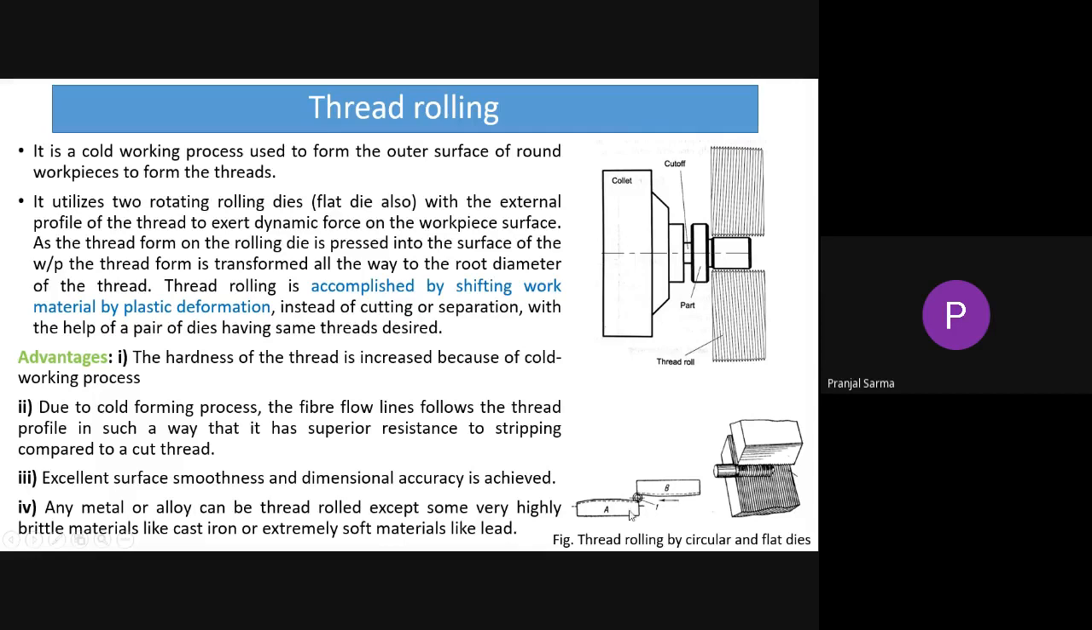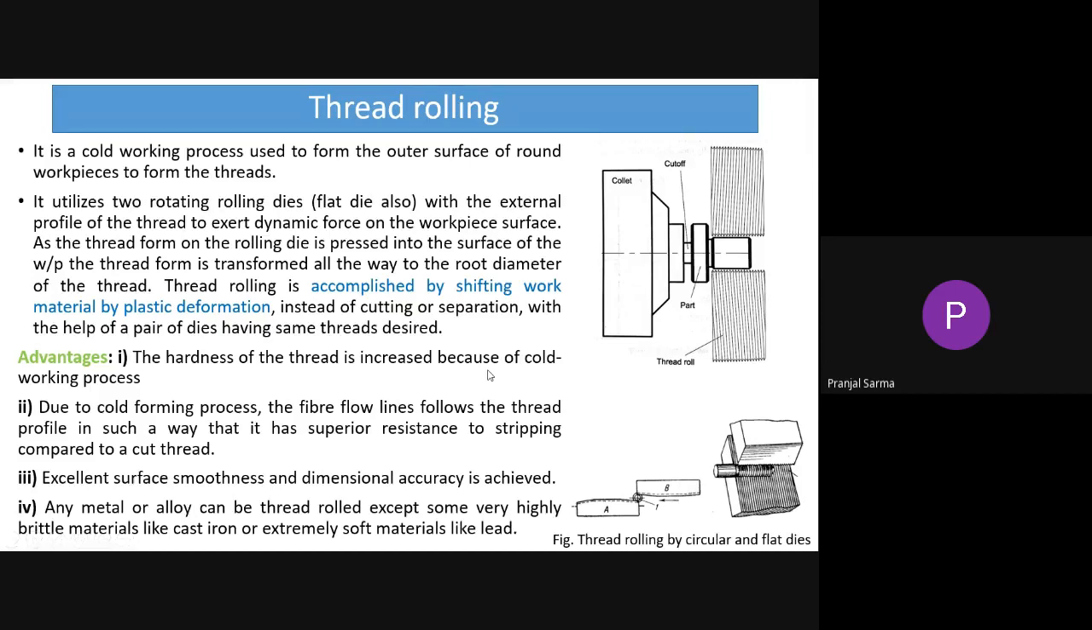The thread profile will be here, and in between them the circular rod piece will be here. In this case, as we are talking of the flat die, we have to give a translation kind of motion in between them. The relative motion will be somewhat like that. If we are talking of rolling dies, then the dies will only be rolling. So what are the advantages?